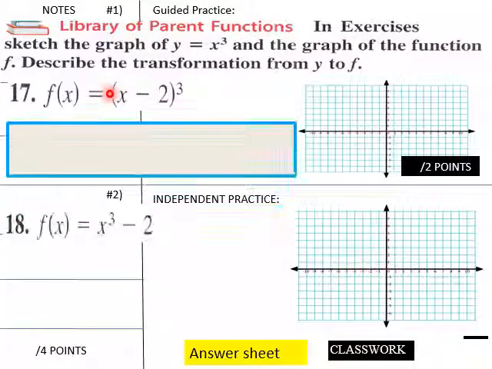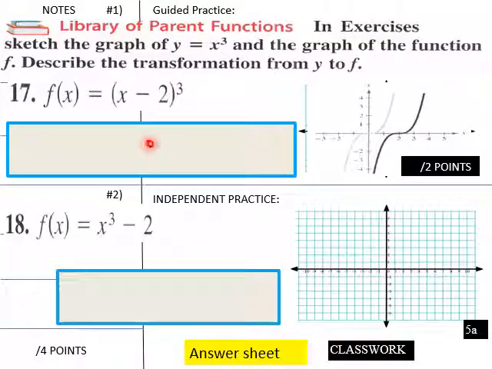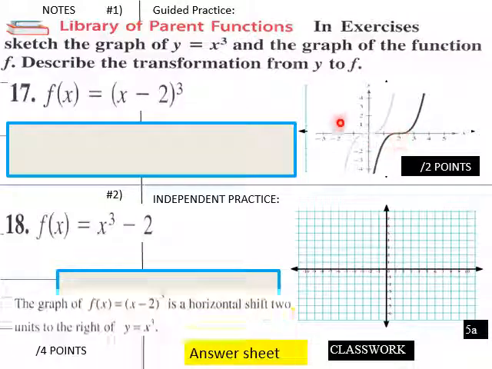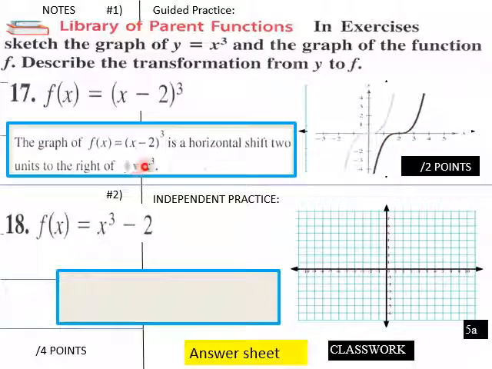Okay, so for our guided practice, here is our graph of this transformation. Here's the parent. So we're moving horizontally to the right 2 units. There's a horizontal shift of 2 units to the right of y equals x cubed. So do this one, students.